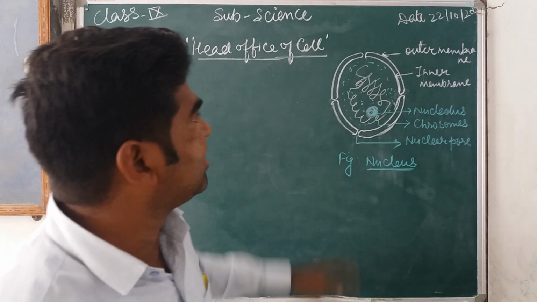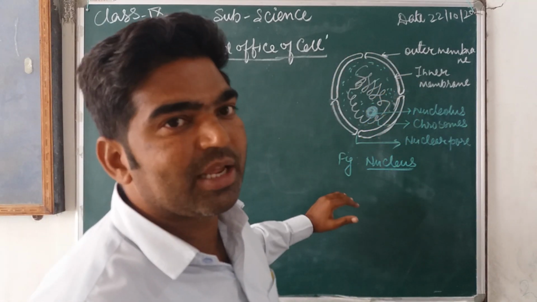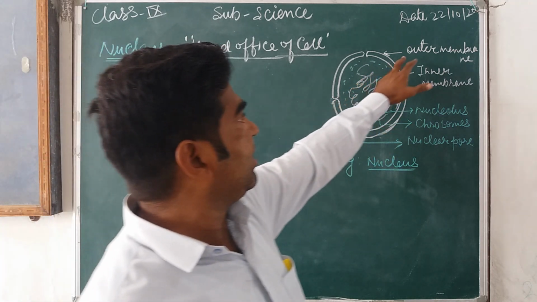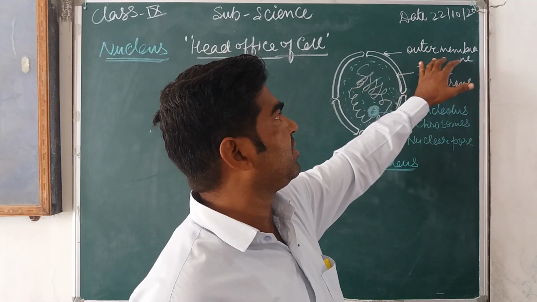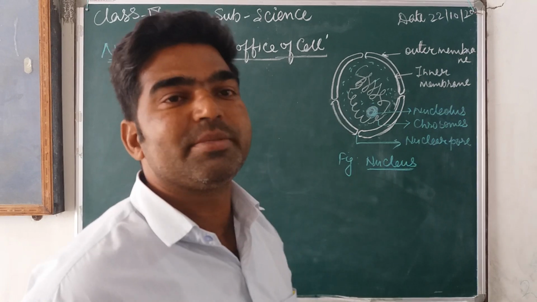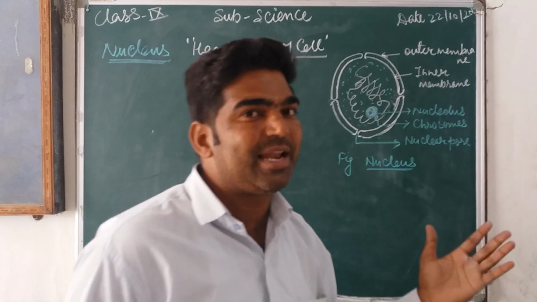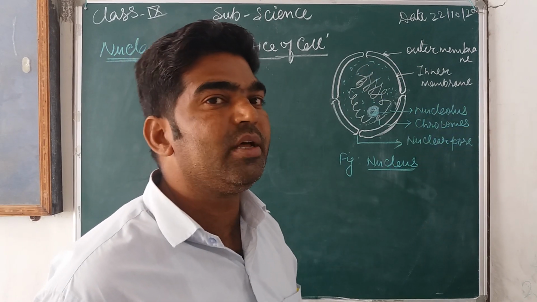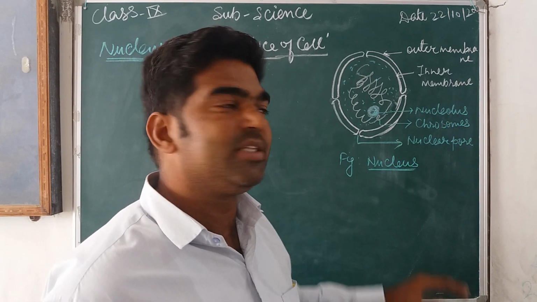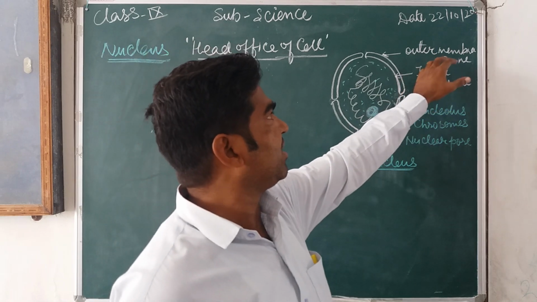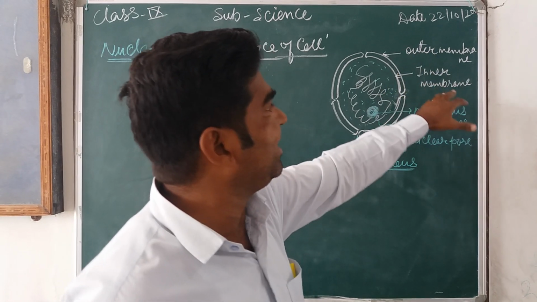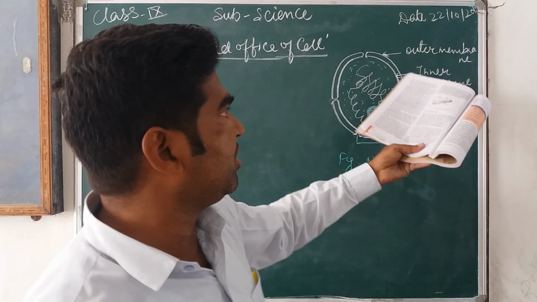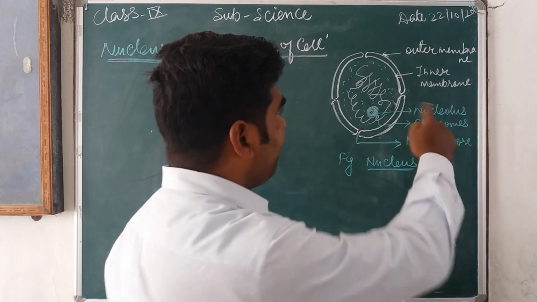As I told you, the nucleus is a double membrane organelle. The membrane around the cell is called the cell membrane, and the membrane or layer around the nucleus is called the nuclear membrane. And this nuclear membrane is a double layer membrane: the outermost layer, which is the outer nuclear membrane, and the inner membrane, which is the inner nuclear membrane.